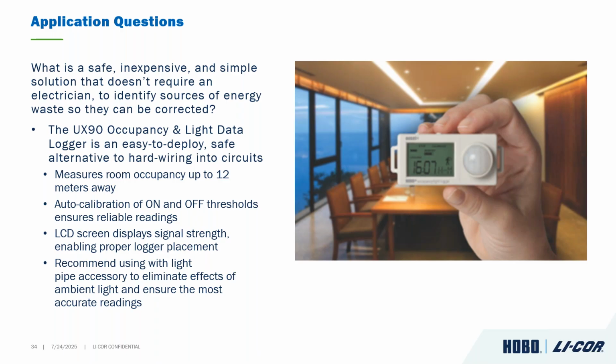What this can do is measure room occupancy up to 12 meters away, and it has auto calibration, which allows for easy on-off thresholds and reliable readings, as well as an LCD screen to make things easy to view. The important thing out of this is that leaving the light on with no one in the room is wasting energy, and the UX90 will show you exactly how often that energy is going to waste.